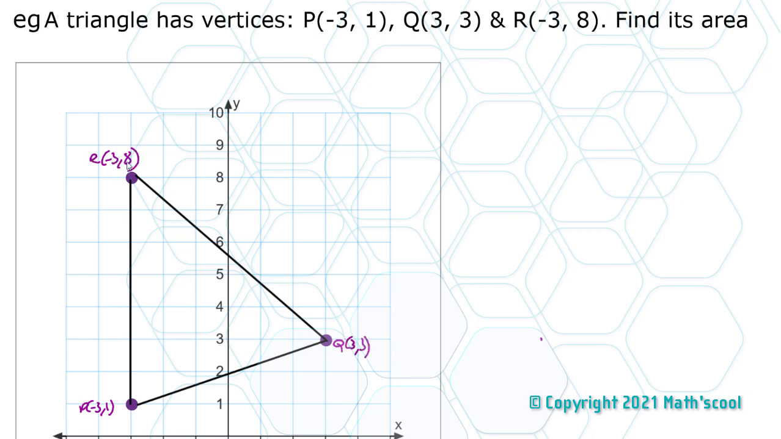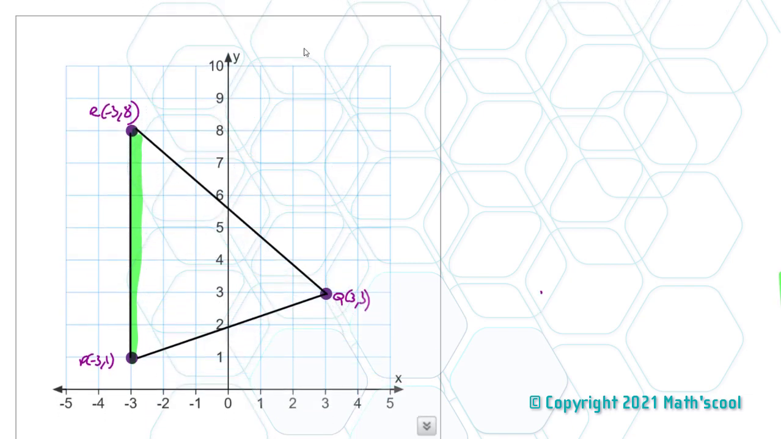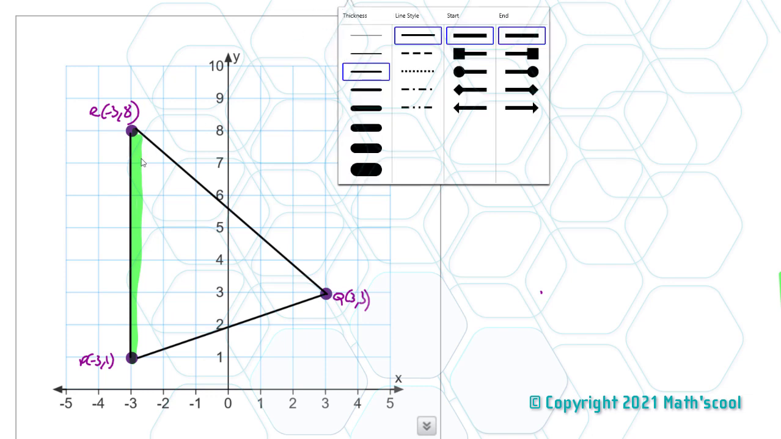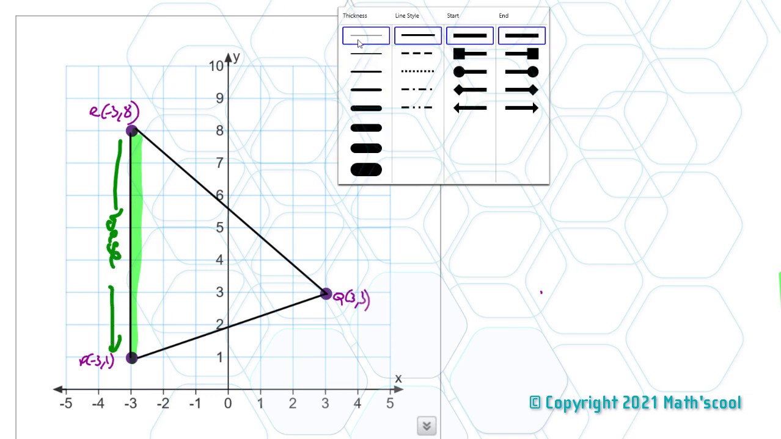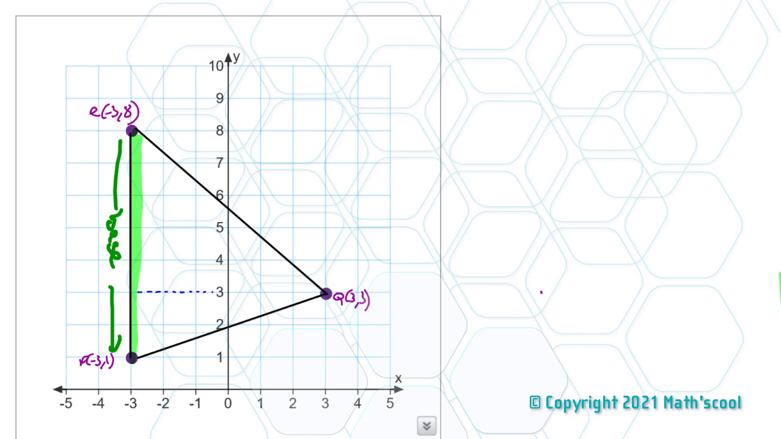One side is vertical, then it's going to be easy. Tip your head onto the side and make that the base of your triangle. So this is going to be the base, which is going to make this the height. This is going to be the perpendicular height here. So that's going to be the height.